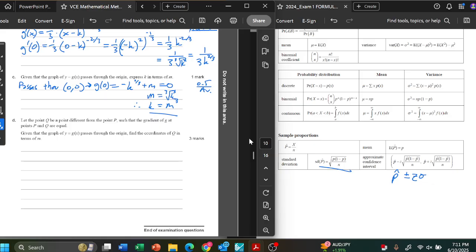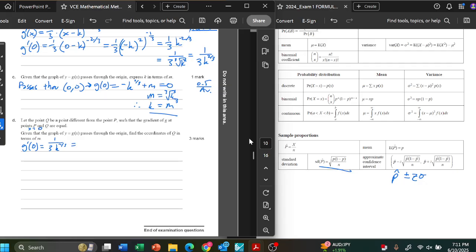Okay, so the gradient of g at these 2 points is the same as one another. So that means that the gradient when x equals 0, which is this point P, remember, so it's a bit confusing, but at point P, that's when x equals 0, that is going to be the same as this other point. So at 0, we have this thing here. We have 3 times k to the power of 2/3. That's from part B up here.